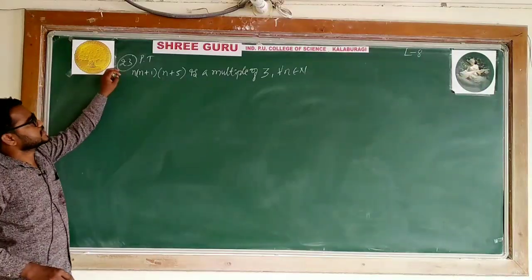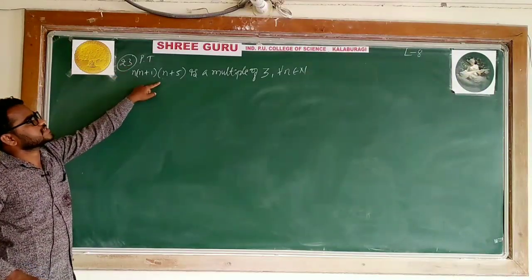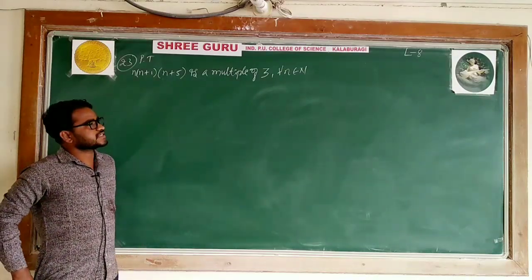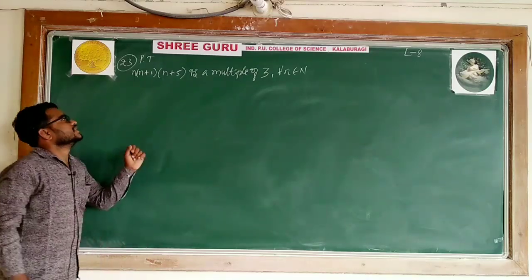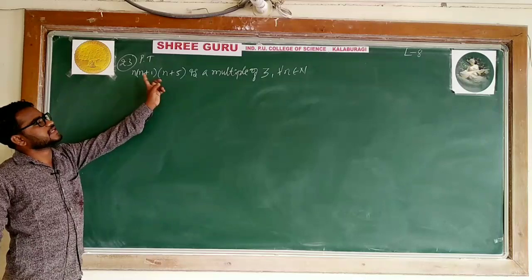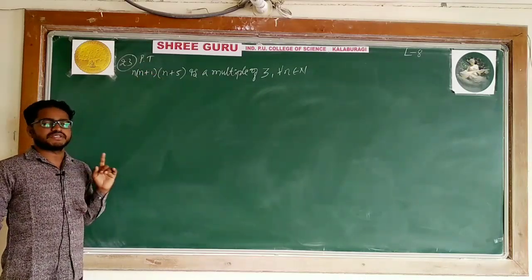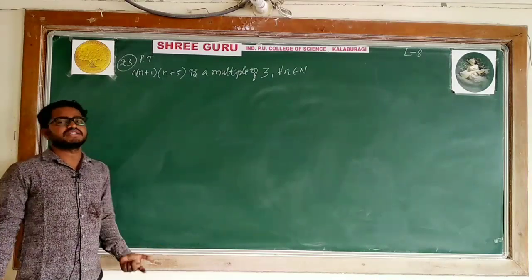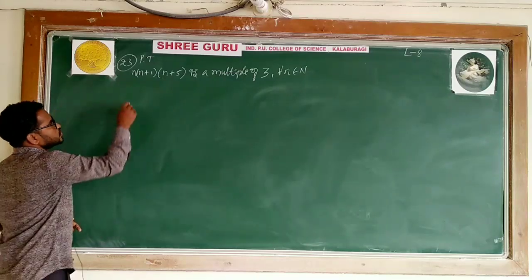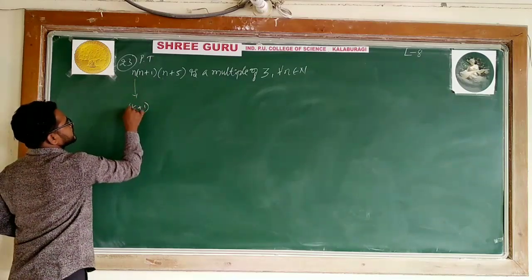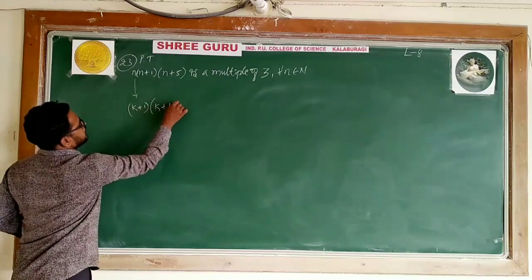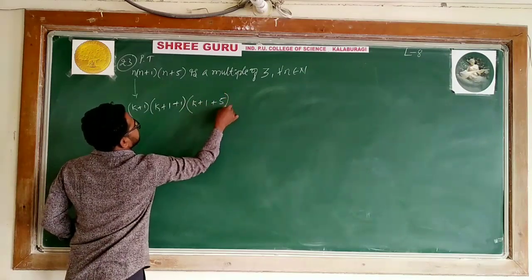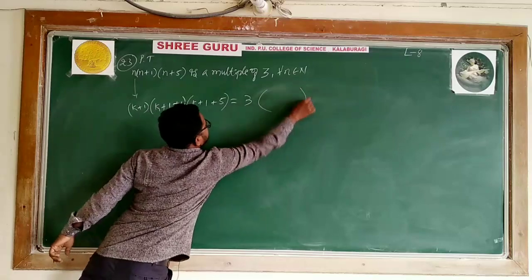So question 23: prove that n into n plus 1 into n plus 5 is a multiple of 3 for all natural numbers. This is the last problem I am taking in the case of theory. So he is asking that n into n plus 1 into n plus 5 is a multiple of 3. Using induction you have to prove it is true for n equal to 1, it is true for n equal to k, and it is also true for n equal to k plus 1. Means in step 3, you have to show that (k plus 1) into (k plus 1 plus 1) into (k plus 1 plus 5) is equal to 3 into whatever something.